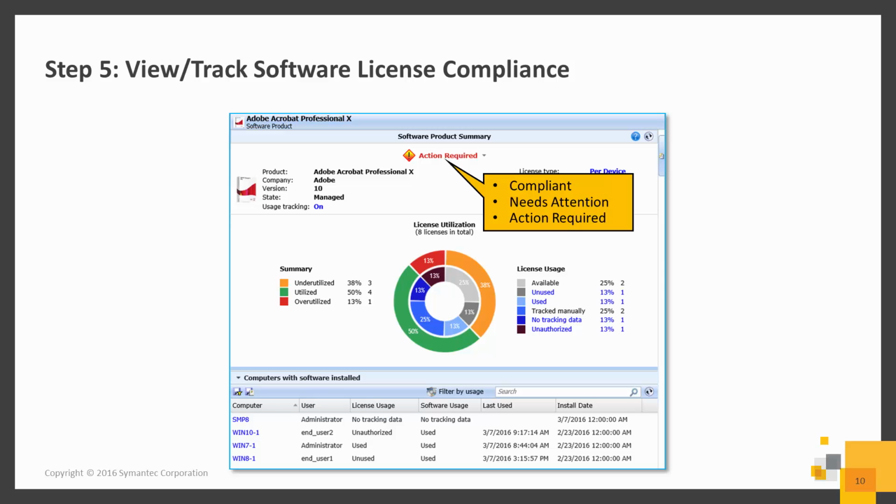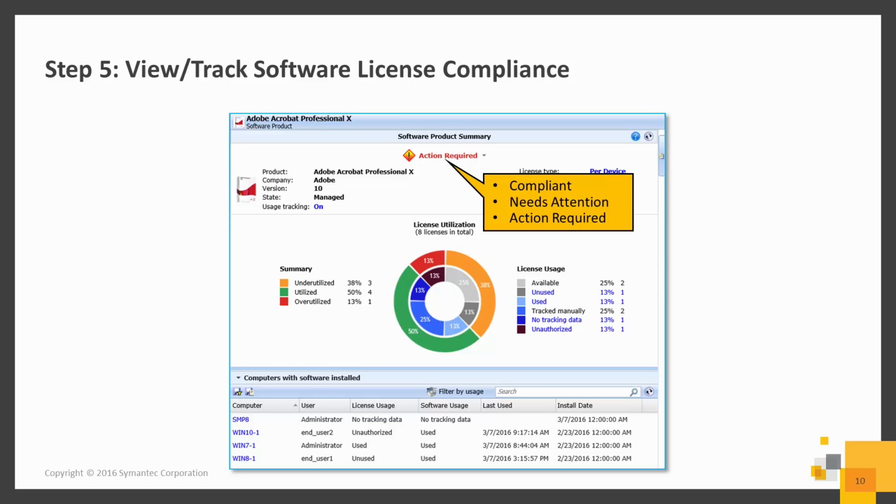The overall status of the software product is shown at the top of the page. This will display either compliant, needs attention, or action required. The compliance status indicates that the software product licenses, purchases, and usage are in line with the software contract conditions. Needs attention indicates that there are problems with the current software license utilization.